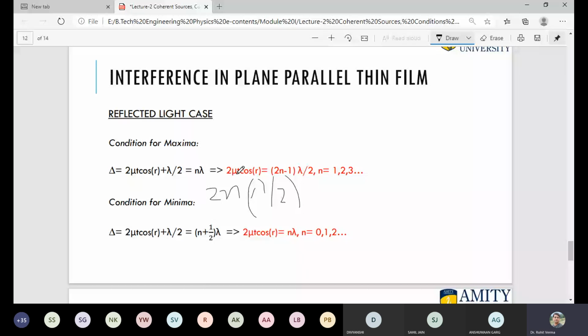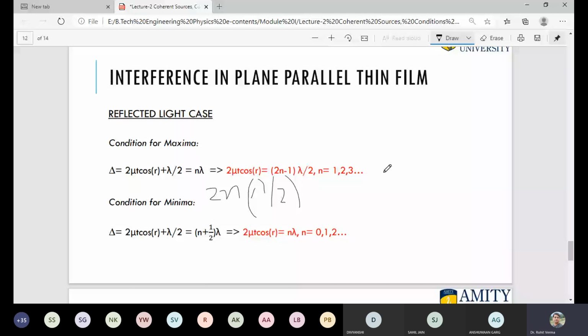What is mu? Mu is the refractive index of the oil film, or the soap film. T is the thickness of the oil film or soap film. R is the angle of refraction, and this you have measured from the normal. And n is the order, and the values of n vary from 1, 2, 3 up to infinity.